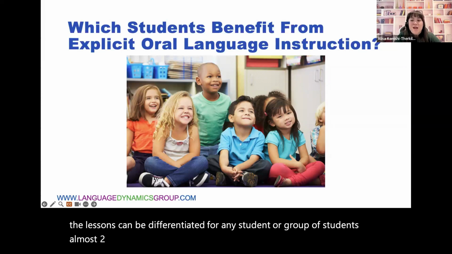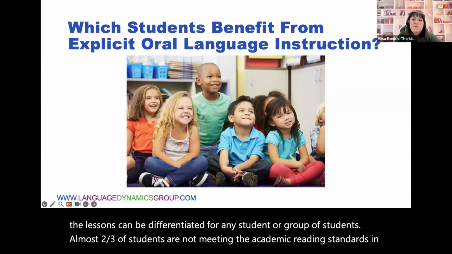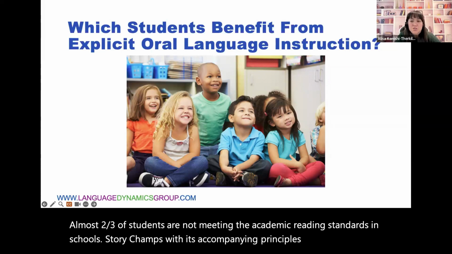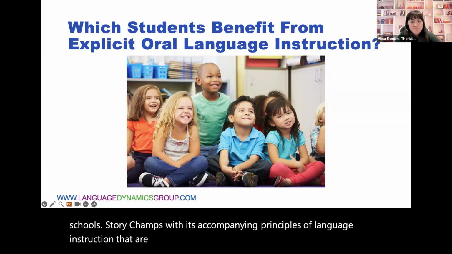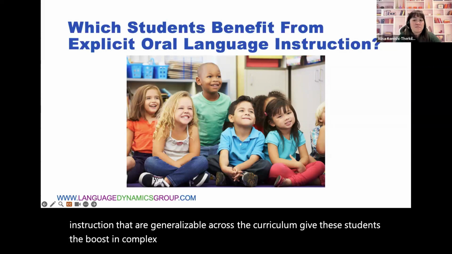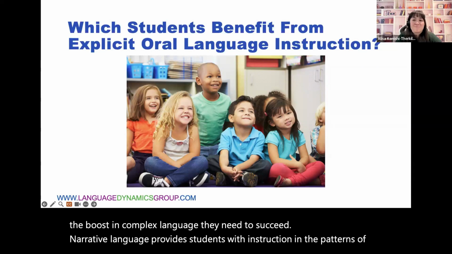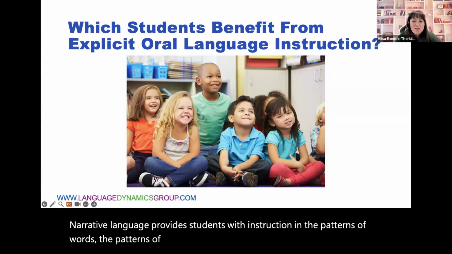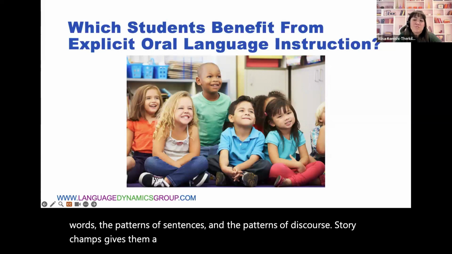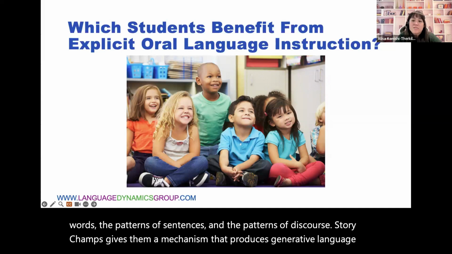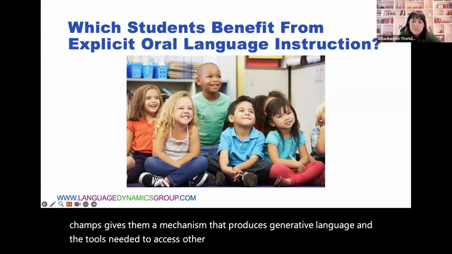Almost 2/3 of students are not meeting the academic reading standards in schools. Story Champs, with its accompanying principles of language instruction that are generalizable across the curriculum, give these students the boost in complex language they need to succeed. Narrative language provides students with instruction in the patterns of words, the patterns of sentences, and the patterns of discourse. Story Champs gives them a mechanism that produces generative language and the tools needed to access other language opportunities.